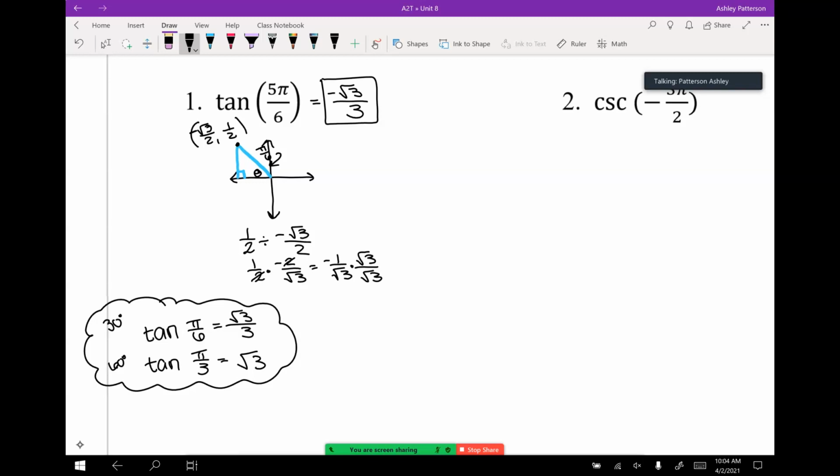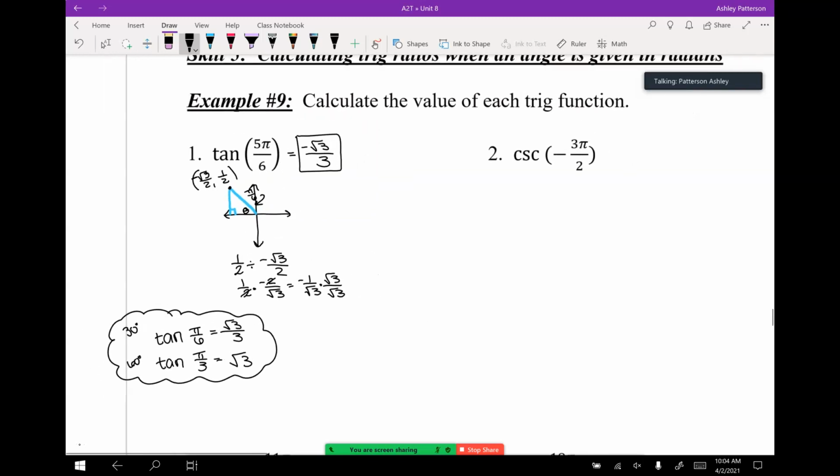All right, number 2. Number 2 is cosecant. Now, cosecant is the reciprocal of sine, okay? We're looking for negative 3 pi over 2. Since it's negative, we're going to rotate clockwise. And I see that my denominator is 2. Normally we have a denominator of 6, 4, or 3. If we see that denominator of 2, we should be thinking that we're going to land on the axes.